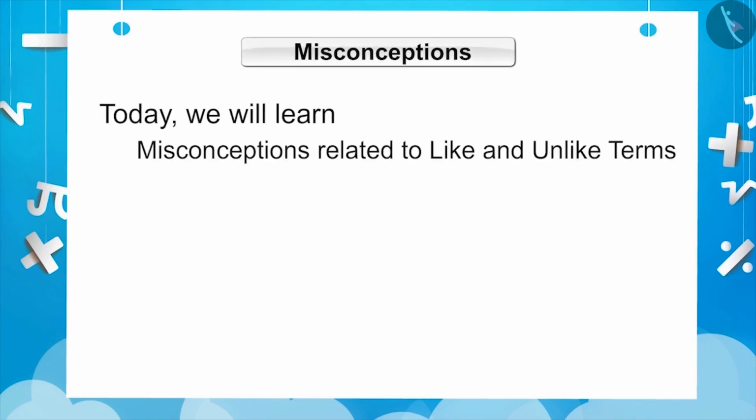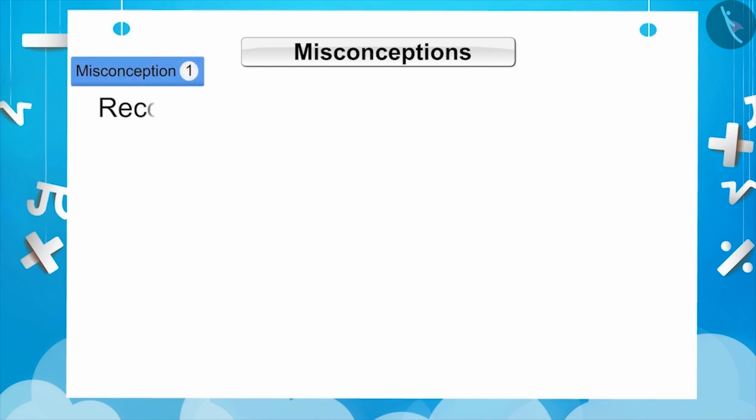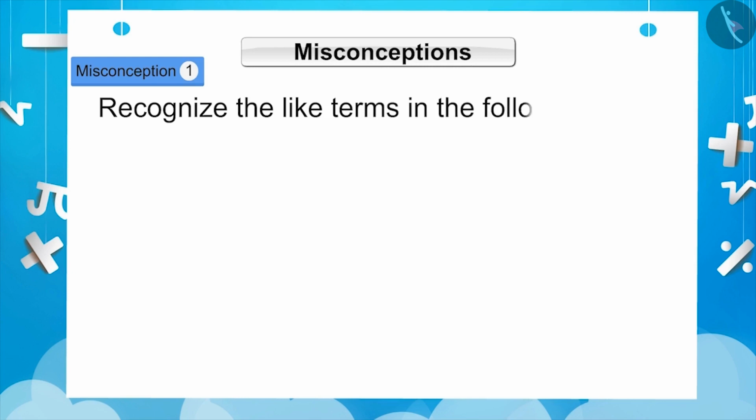Today we will see misconceptions of like and unlike terms. With the help of some examples, we have learnt about the mistakes that happen while solving questions related to like and unlike terms. Now let's see what are the common mistakes that happen while solving questions related to like and unlike terms. Identify the like terms in the following: 20xy, 10y^3, 20zx.